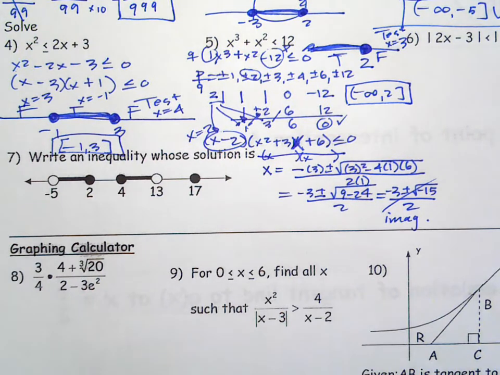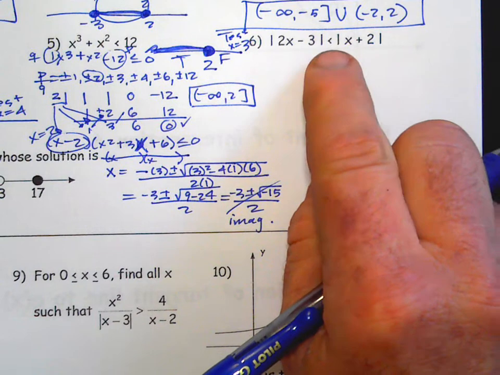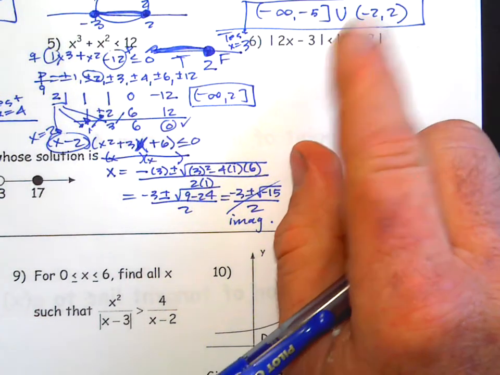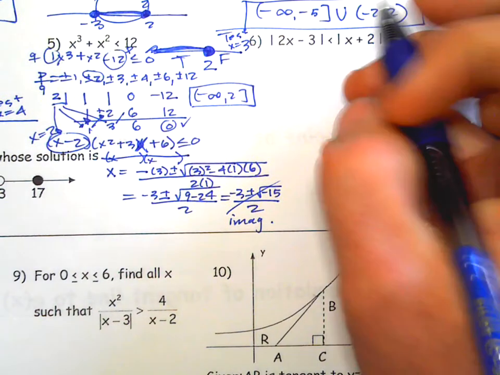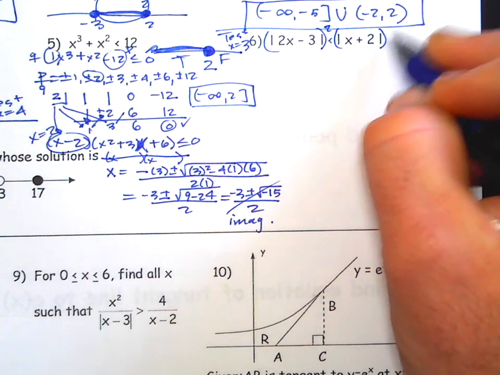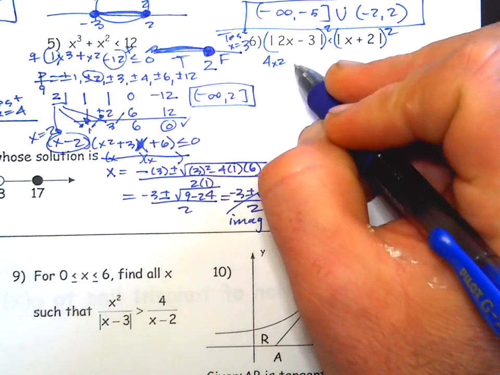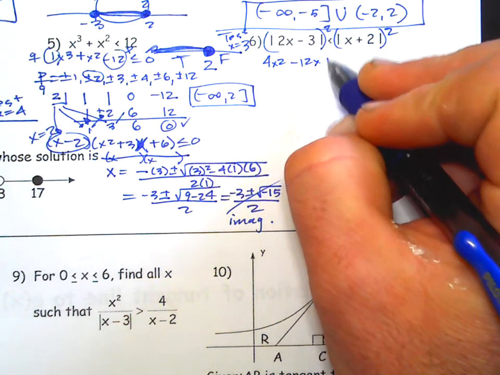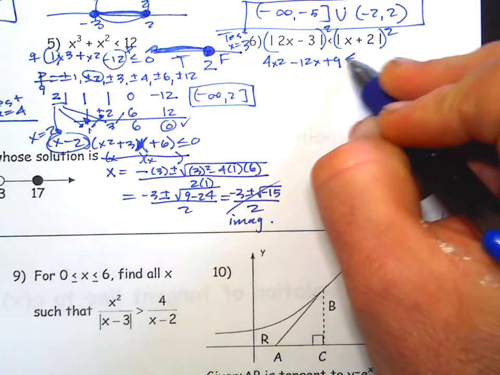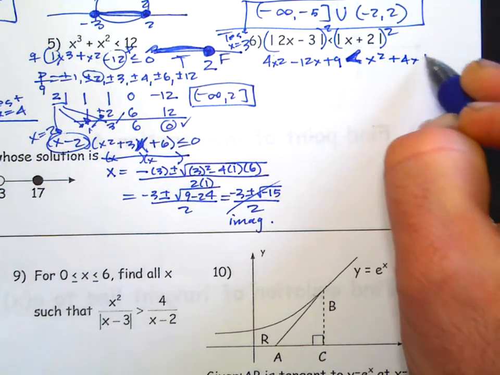All right. Number 6. If you have 2 absolute values, if it's an equal sign, don't do anything funky. Just do the 2 scenarios. If it has an inequality, you want to get rid of those absolute values. Square both sides. This is your best bet. 4x squared minus 12x plus 9 less than x squared plus 4x plus 4.